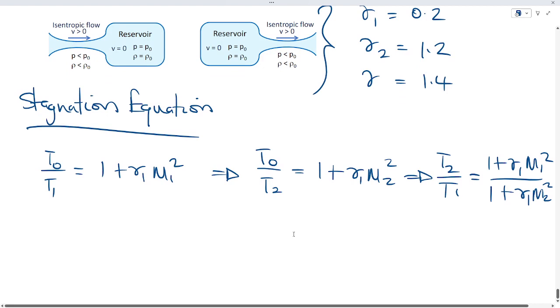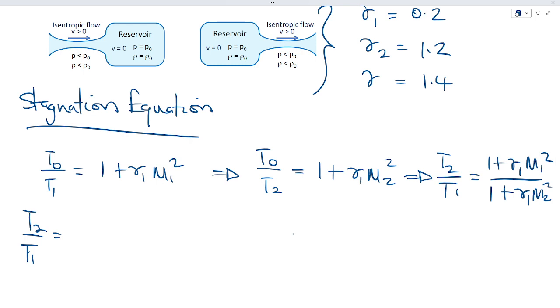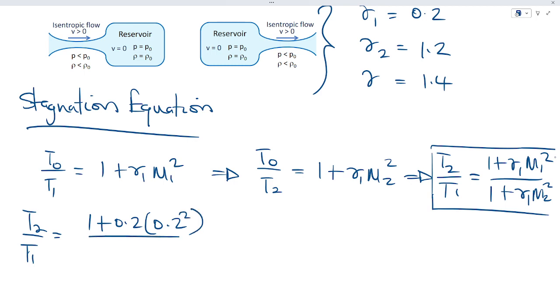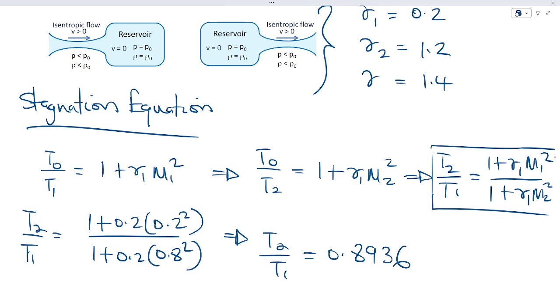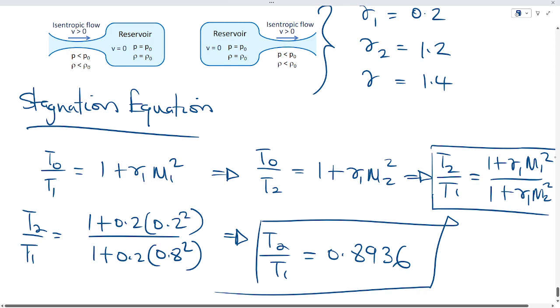And if that should be the case, we can establish our stagnation equation to be T2 over T1 using this particular equation. That will be 1 plus 0.2 times 0.2 squared over 1 plus 0.2 times 0.8 squared. So therefore, our T2 over T1 equals 0.8936. Calculated.